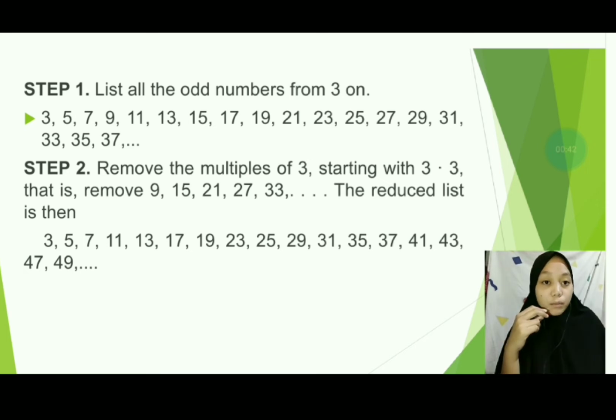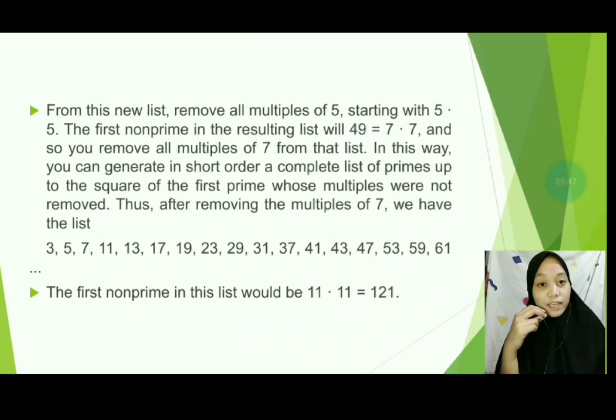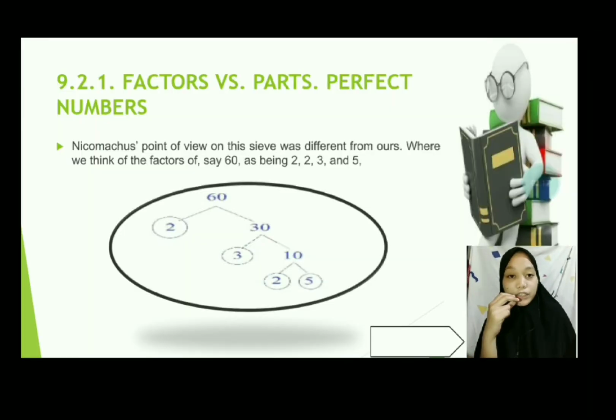And after removing the multiples of 3, proceed to the multiples of 5, then 7, 9, 11, 13. So we continue removing multiples of odd numbers until only prime numbers remain. But since odd numbers and prime numbers are infinite, we can only remove as far as we are able. So this is how Nicomachus's method identifies prime numbers, by removing all the numbers which are multiples of odd numbers. So that is it. Our next lesson is factors versus parts, perfect numbers.